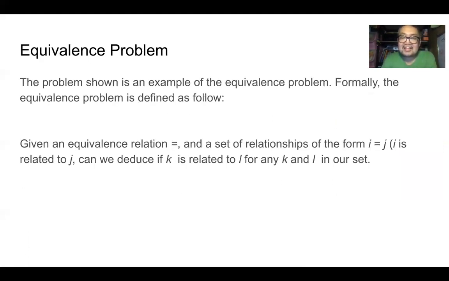Formally, kapag sinabi natin equivalence problem, ito yung formal na definition niya. So, given an equivalence relation, and a set of relationships of the form i equals j. So yung equals, let it be any generic na equivalence relation. So given tayo ng set ng pairs ng mga related na element, so si i related si j. So may set tayo na ganon. For any pairs dun sa set natin, can we create an algorithm that will deduce whether any two elements galing dun sa set are related with one another.